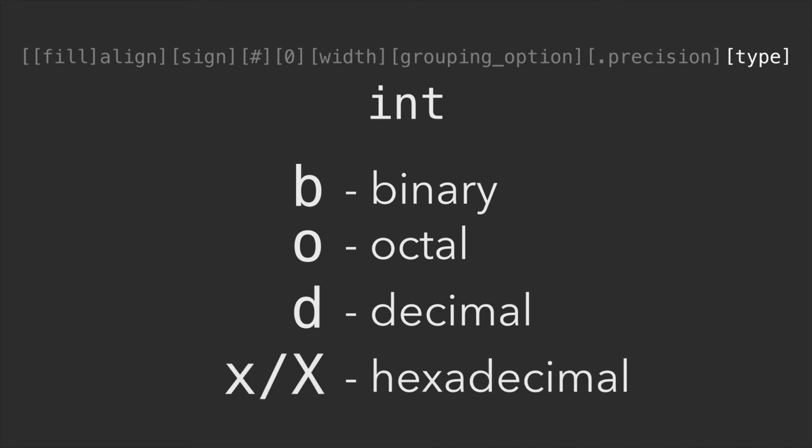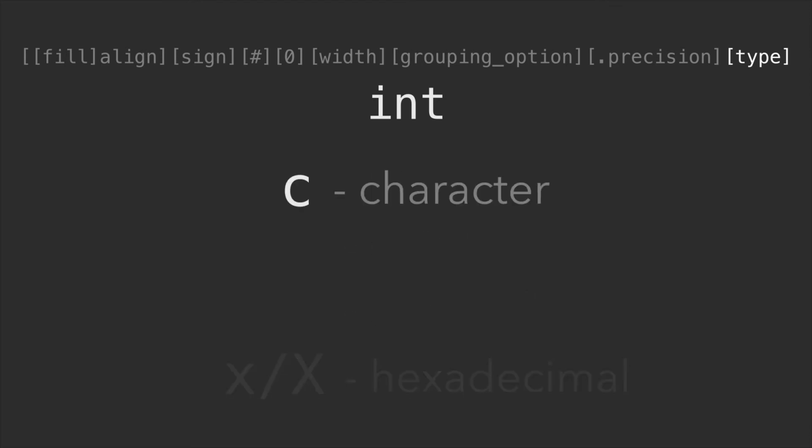X is hexadecimal, which will provide the output in base 16. If you use a lowercase x, then the letters will be lowercase, and if you use a capital X, then the letters will be uppercase. C is character, it'll provide the corresponding Unicode character. And N is number, which is the same as D, but will use your locale to choose which thousands separator to use and which decimal point character to use.